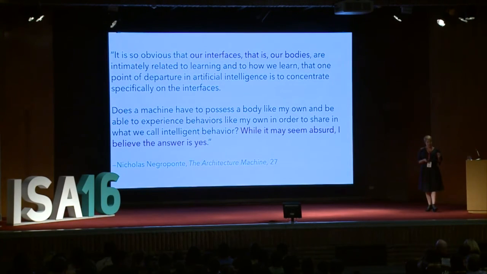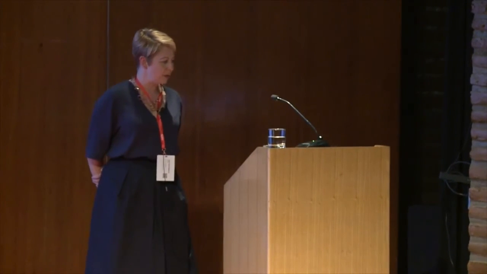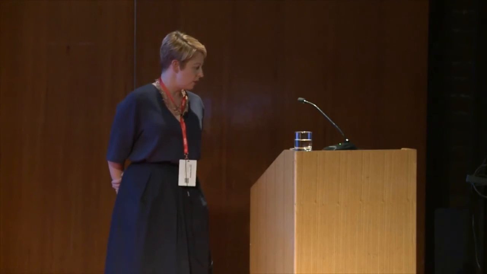In his book, he wrote this statement, which is, I think, so important. He said, "It is so obvious that our interfaces, that is, our bodies, are intimately related to learning and to how we learn, that one point of departure in artificial intelligence is to concentrate specifically on the interfaces. Does a machine have to possess a body like my own and be able to experience behaviors like my own in order to share what we call intelligent behavior? While it may seem absurd, I believe that the answer is yes."